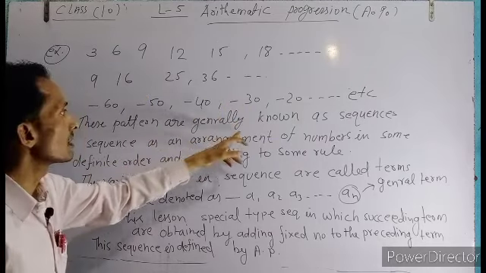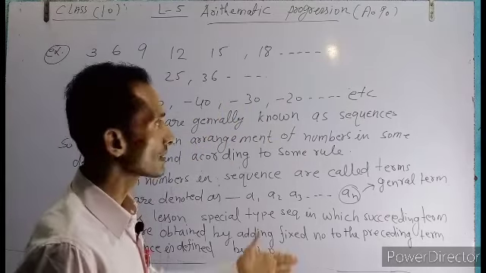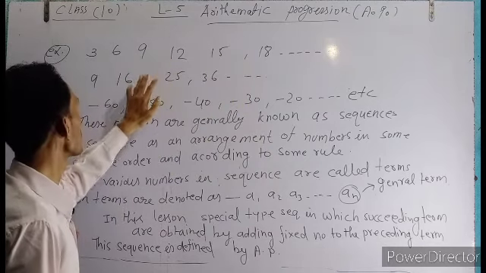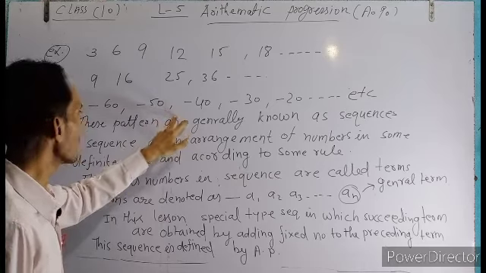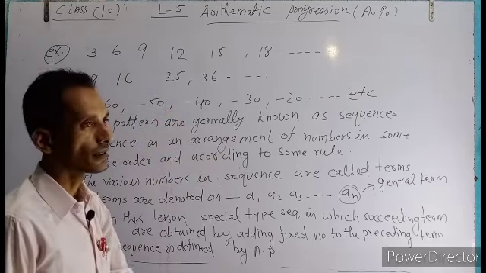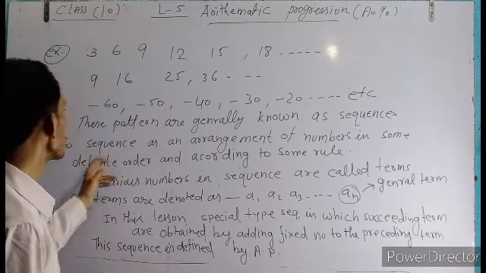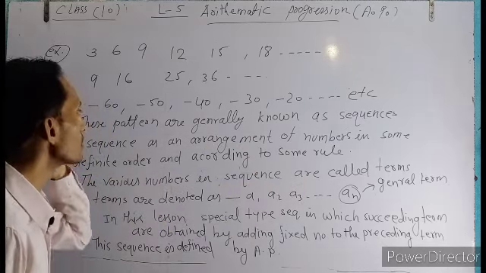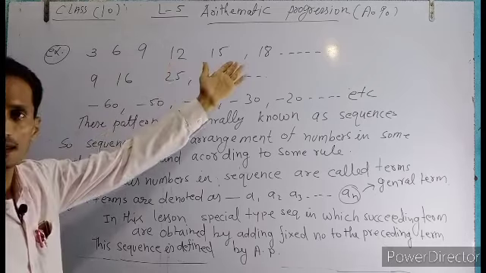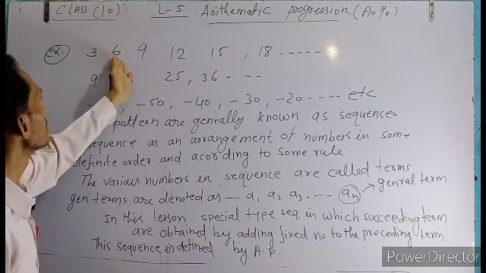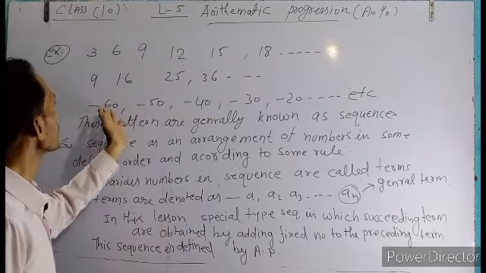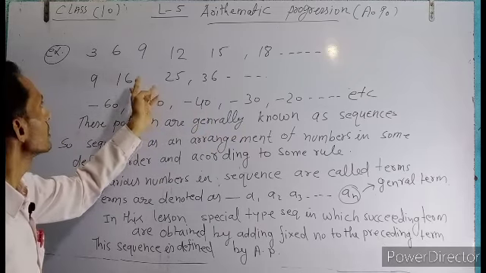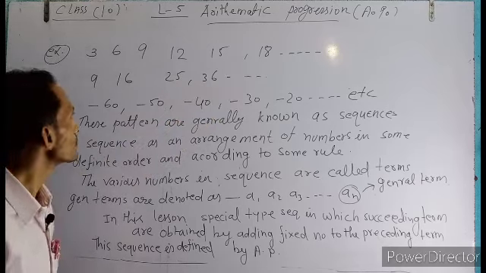These patterns are generally known as a sequence. This is a sequence, this is also a sequence: first type, second type, third type of sequence. A sequence is an arrangement of numbers in some definite order. You can see they are arranged in a definite order, by adding 3, or by adding 10. This is also 9, 16, 25.